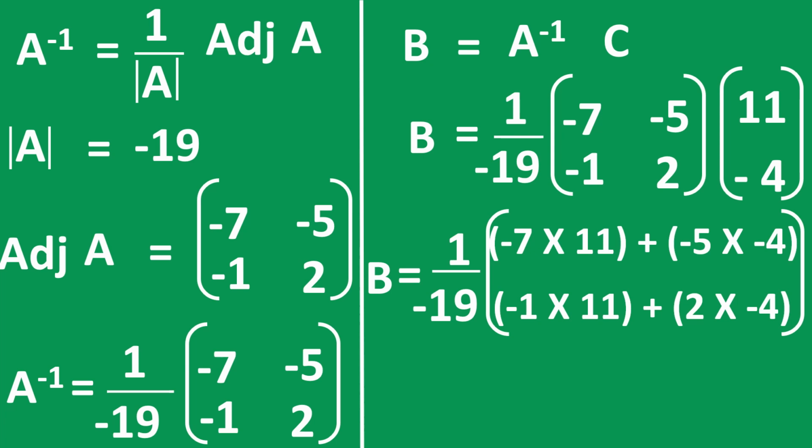So we have 1 over minus 19 into the adjoint of A, which is minus 7, minus 5, minus 1, 2, and then we multiply it by C, where C is the matrix with 11 and minus 4. Now, we'll leave the 1 over minus 19 outside the bracket, and then we'll simplify the two matrices.